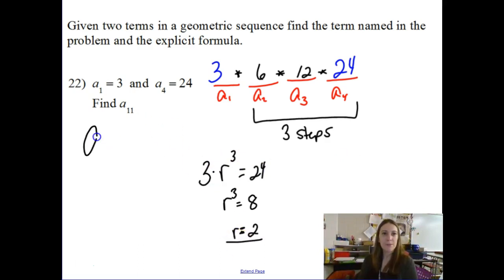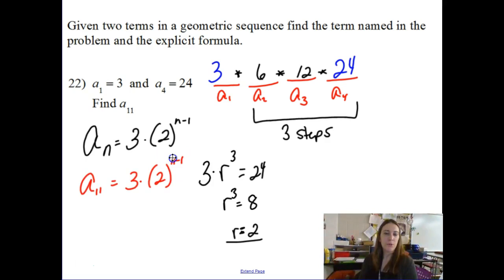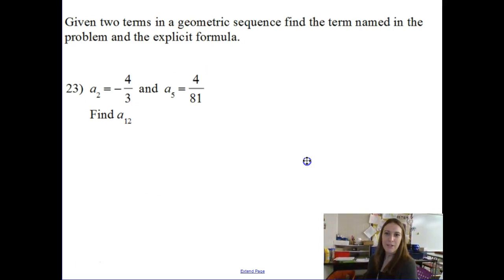Now I'm going to write my explicit formula. And then I'm going to find the 11th term. So the 11th term is 3 times 2 to the 11 minus 1 power, or the 10th power, which ends up being 3,072. These are the kind of questions that standardized testing used to use a lot, because they were hoping some poor kid would sit there and tinker with the question for 20 minutes and waste their life.